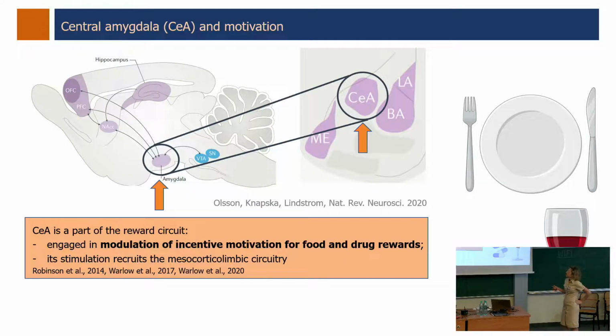Here I would like to briefly tell you what we knew before we started this project. We know that the central amygdala is involved in modulation of motivation for food and drug rewards, and that its stimulation recruits the mesocorticolimbic circuitry. So it's considered to be a part of the reward system. But it's also important for fear conditioning.